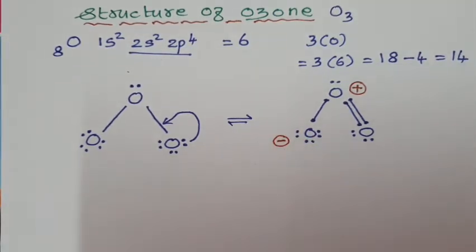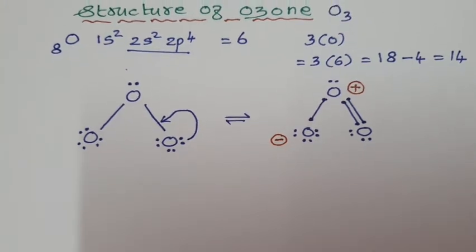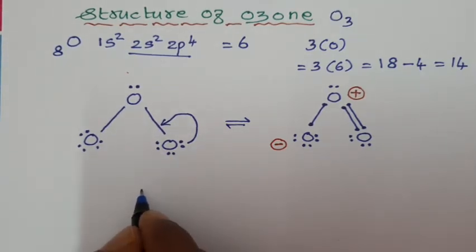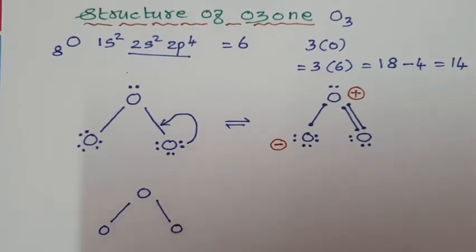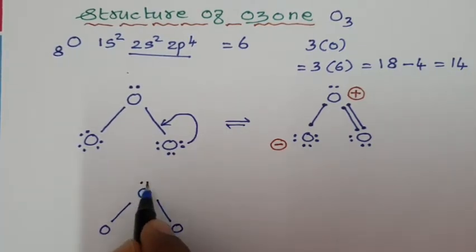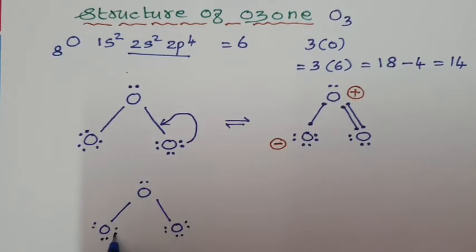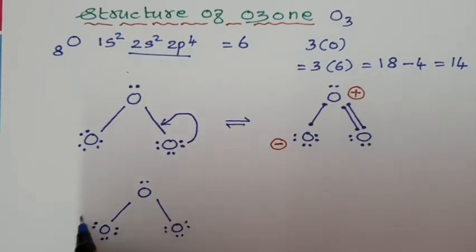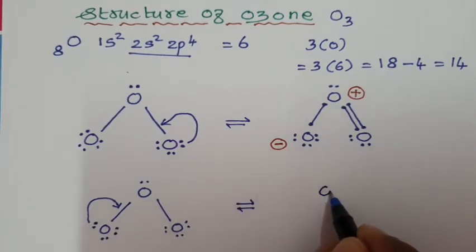So this is one resonance or canonical structure for ozone. I am drawing the same structure again, here 1 oxygen, here 1 oxygen, and the center oxygen has 1 pair of electrons. Each oxygen has 3 pairs of electrons. Instead of this lone pair, if this lone pair is converted into a bond, you will get another canonical structure, another resonance structure for ozone.